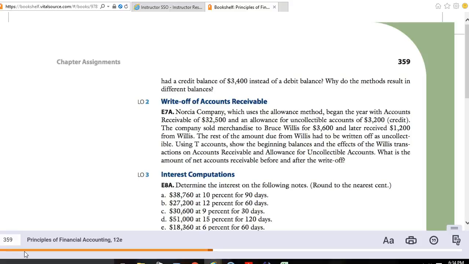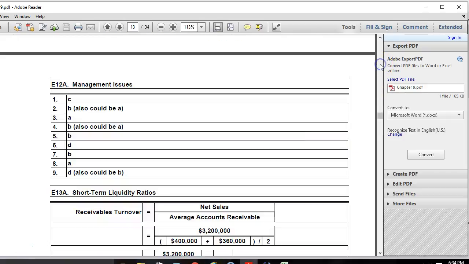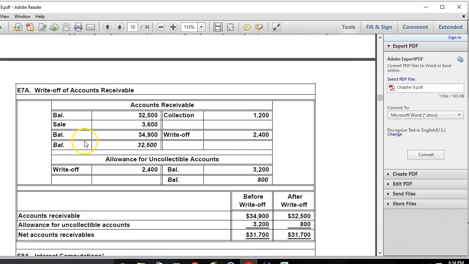Let's look at this E7A. Norcia Company, which uses the allowance method, began the year with accounts receivable of $32,500 and an allowance for uncollectible accounts of a $3,200 credit. So what will you have in your accounts receivable? A debit balance of $32,500 or a credit balance of $32,500? Debit of $32,500, and you'll see it right here. Your credit for allowance for uncollectibles is $3,200, okay?